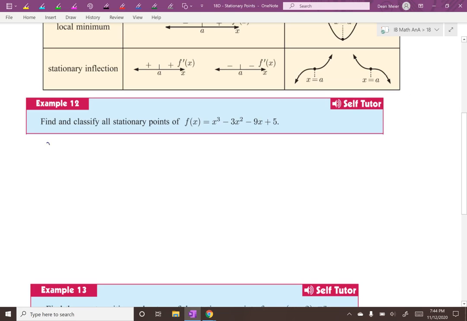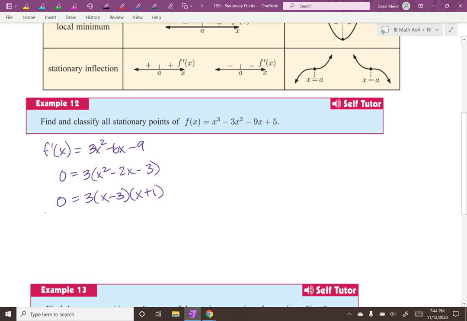First thing I want to do is find the derivative, which in this case is 3x squared minus 6x minus 9. Then I'm going to set it equal to 0 to find the stationary points. I'm going to factor out a 3, by the way: 3 times x squared minus 2x minus 3, which is 3 times (x minus 3)(x plus 1). Set them equal to 0. Well, 3 can never equal 0, so that's silly, but x could equal 3 or x could equal negative 1.